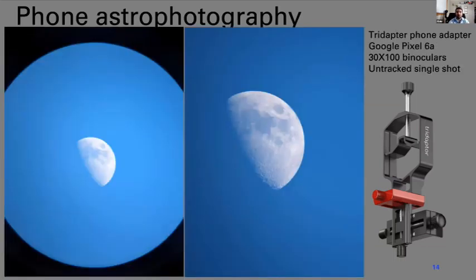Now, if you don't have a solar telescope, of course, you can just hook up your cell phone to your binoculars. And this was through my 30 by 100 binoculars, but you can use regular 50 millimeter binoculars, 10 by 50 or 15 by 50. You'll just get an image that's about half the zoom, but you'll still get excellent detail.